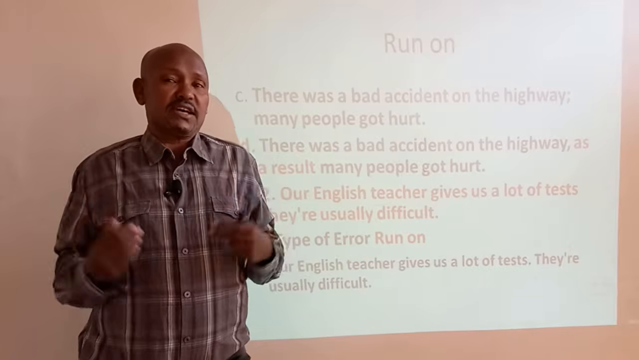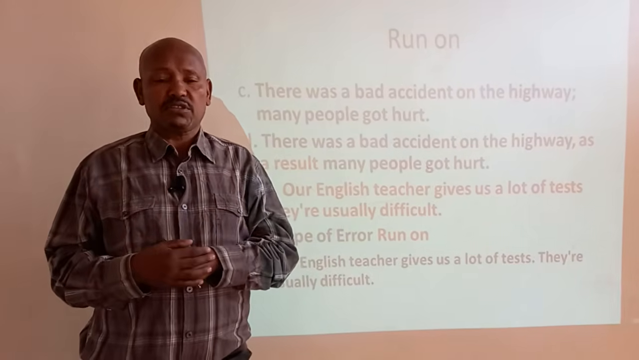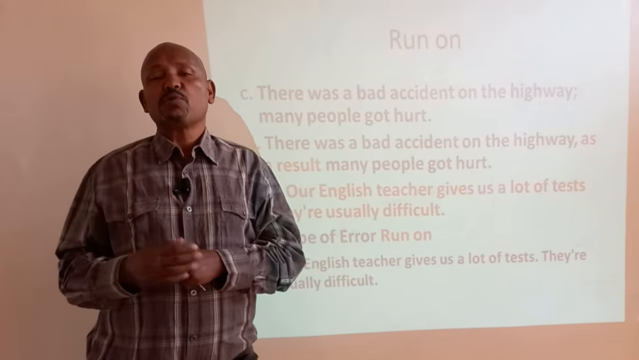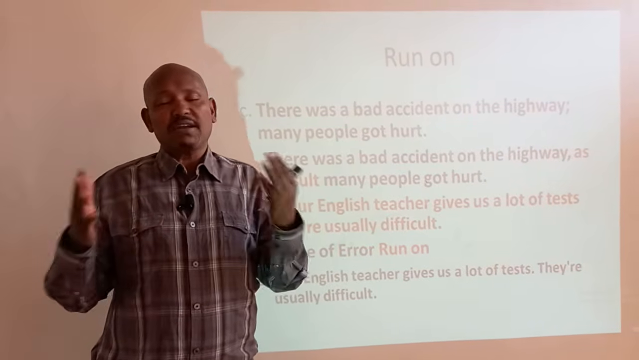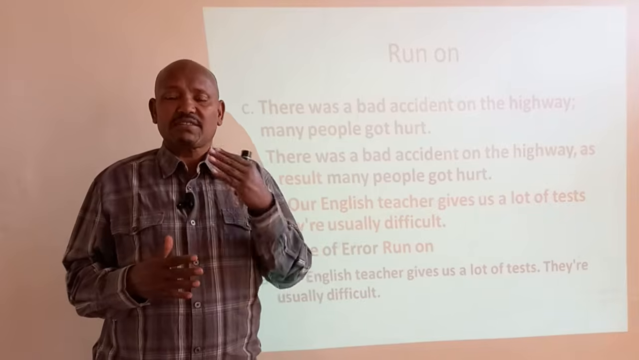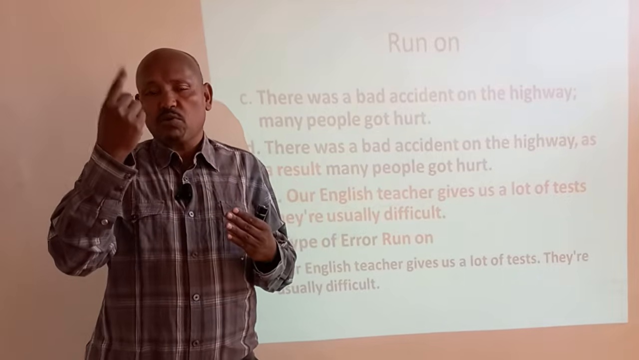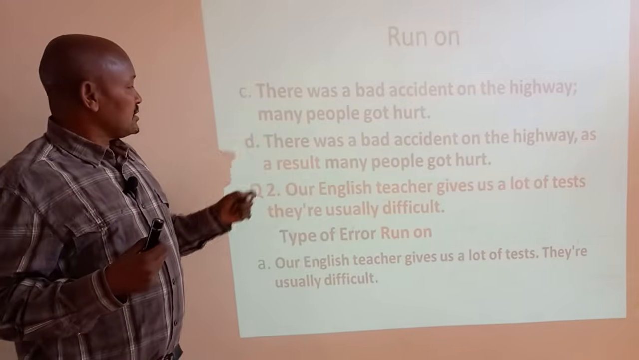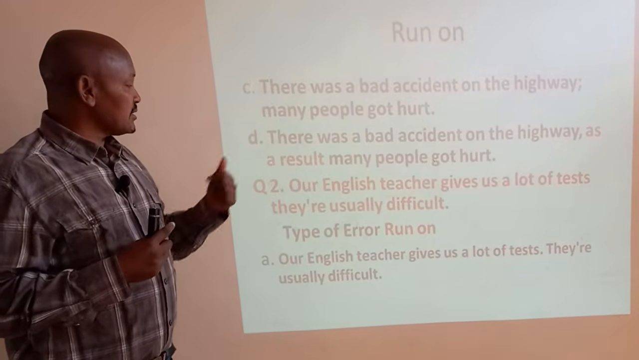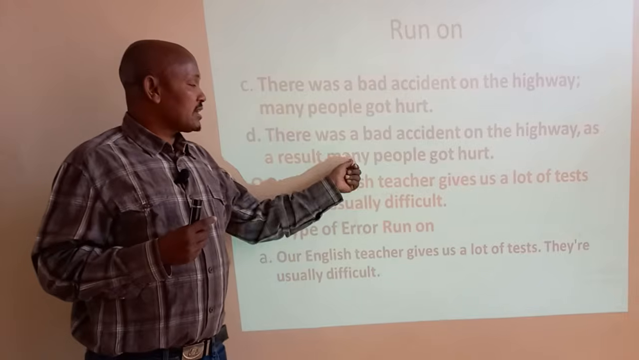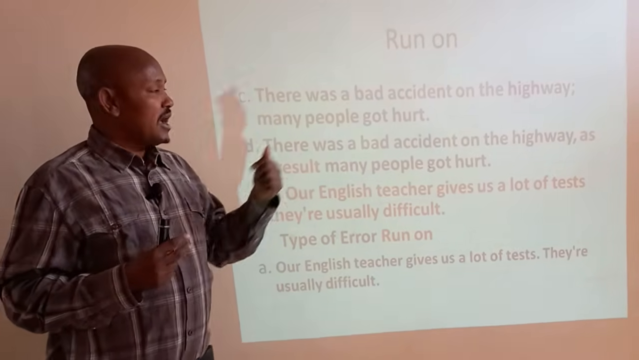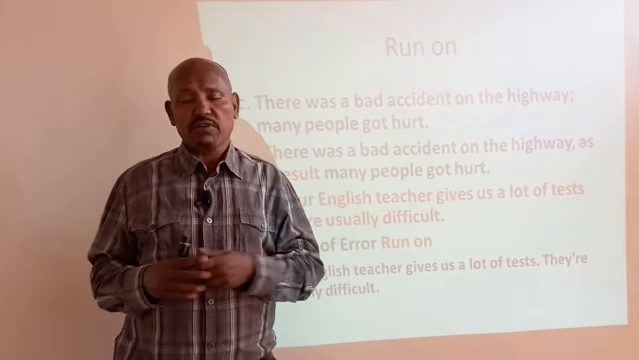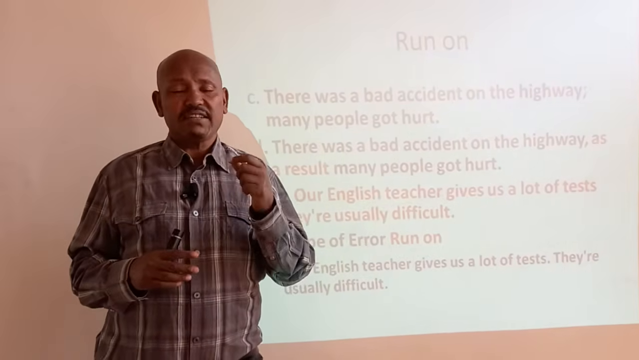Unless the sentence needs a subordinating conjunction, we had better correct that run-on sentence in one of the other ways. So it's not mandatory to use all four ways of correcting the sentence. We might use one way or maybe two other ways. So in this case, there was an accident on the highway. As a result, many people got hurt, because the second is the result of the first one. So as a result is possible, resulted in is possible, therefore is possible, and consequently is also possible.